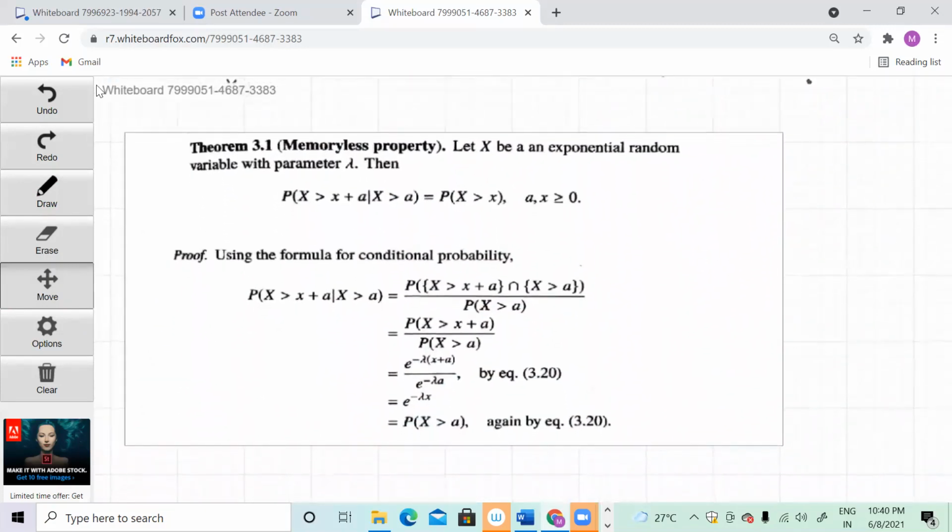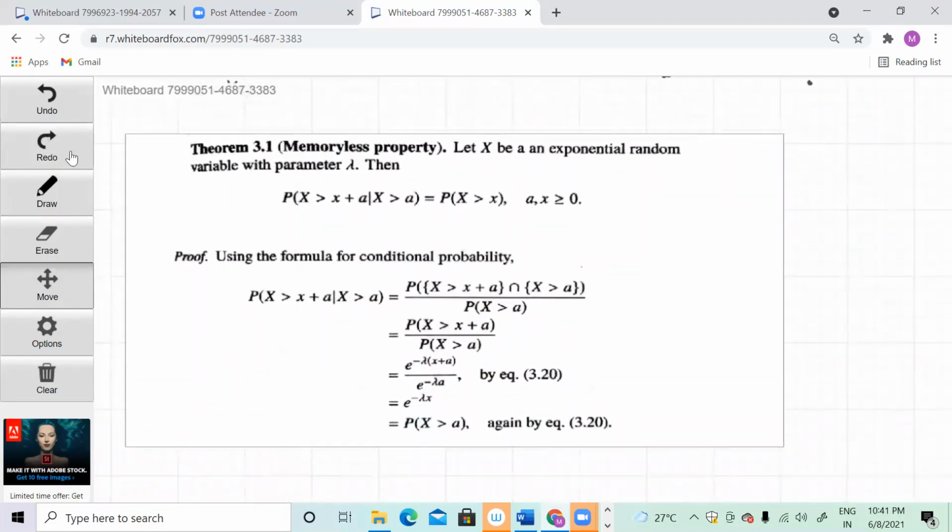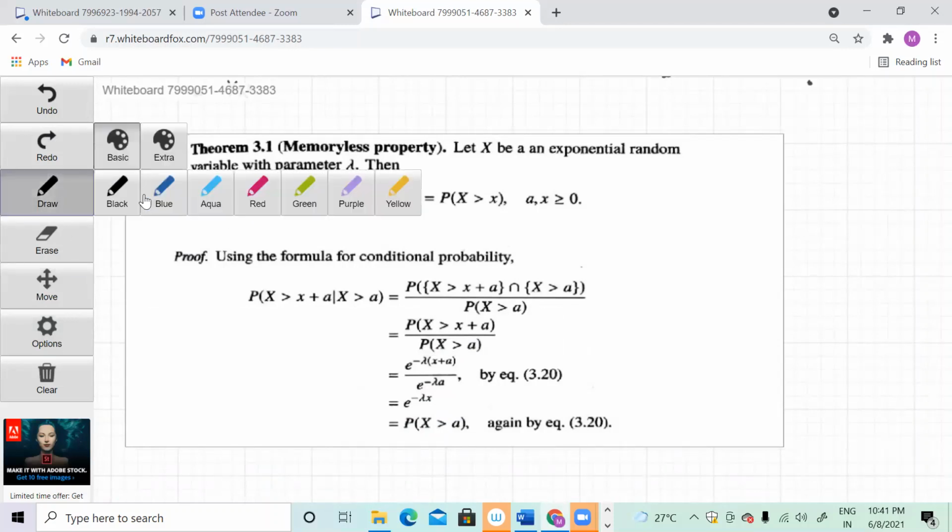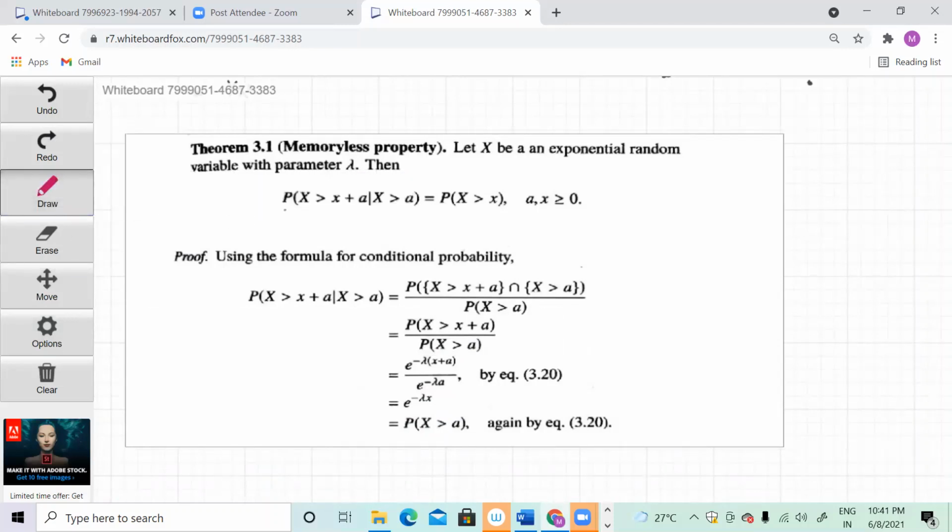Now we have an important property for the exponential random variable. If you have an exponential random variable X with parameter lambda, then the probability of X greater than x plus a, given X is greater than a, is the same as the probability of X greater than x, where a and x are greater than or equal to 0.